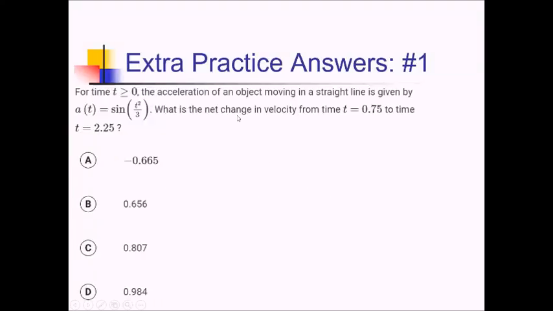On this problem, we have the acceleration of an object given by this a of t function. We want to know the net change in velocity from time 0.75 to time 2.25. Well, to find the net change in velocity, we just need to take the integral of the derivative of velocity, which is to say the integral of acceleration, along this time interval from 0.75 to 2.25. So let's just go ahead and plug this into the calculator now.